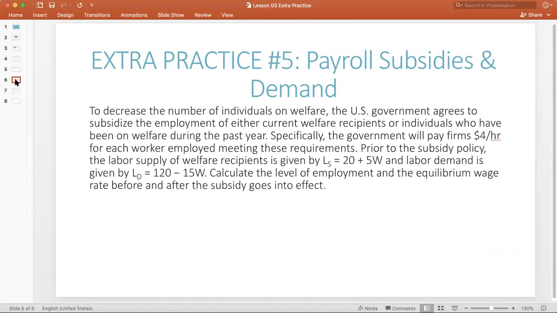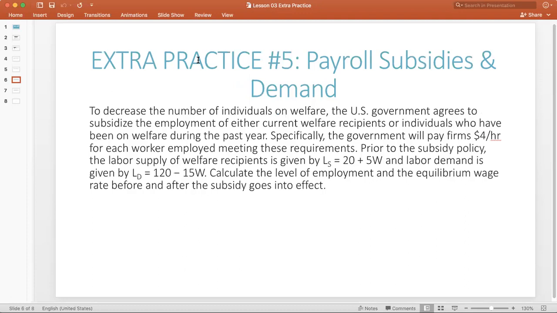So moving on to the next one. There's a lot of questions in this chapter, but we can keep going. To decrease the number of individuals on welfare, the U.S. government agrees to subsidize the employment of either current welfare recipients or individuals who have been on welfare during the past year. Specifically, the government will pay firms $4 an hour for each worker employed meeting these requirements. Prior to the subsidy policy, the labor supply of welfare recipients is given by labor supply equals 20 plus 5W, and labor demand is given by labor demand equals 120 minus 15W. Calculate the level of employment and the equilibrium wage rate before and after the subsidy goes into effect.